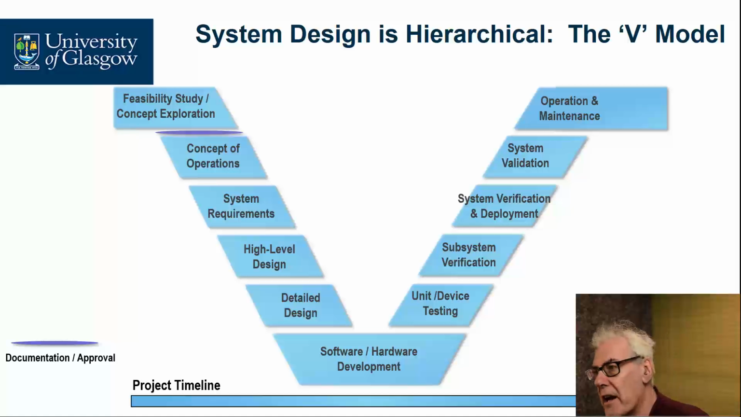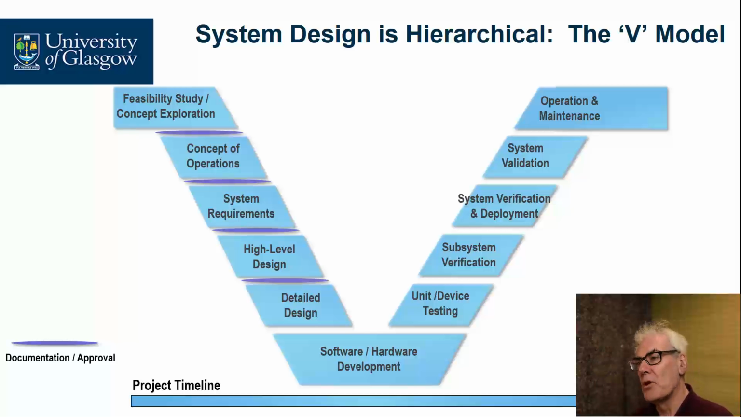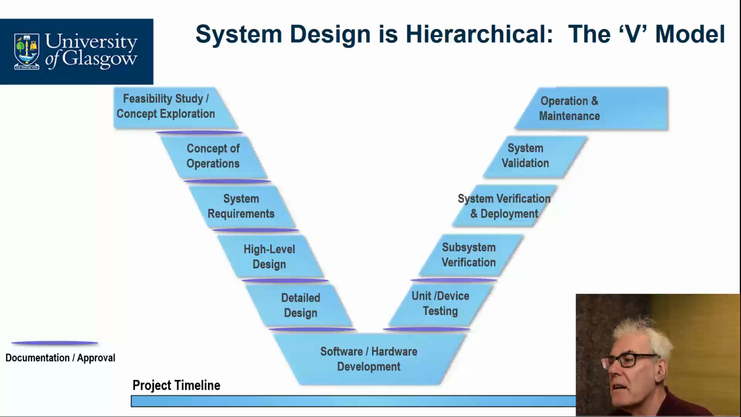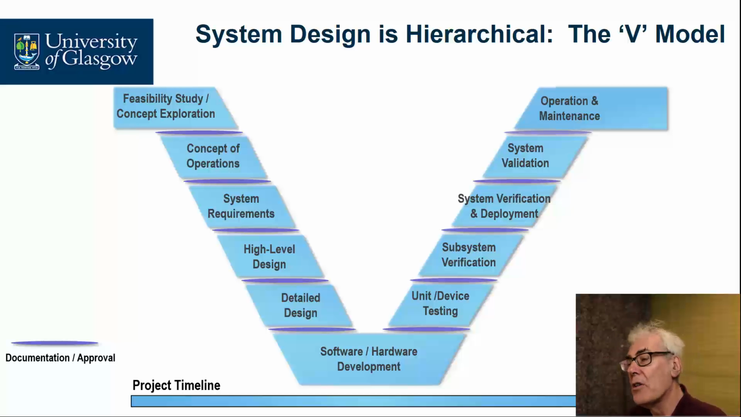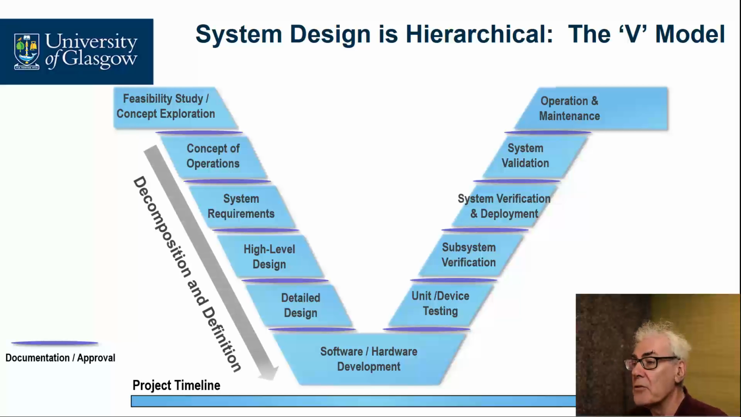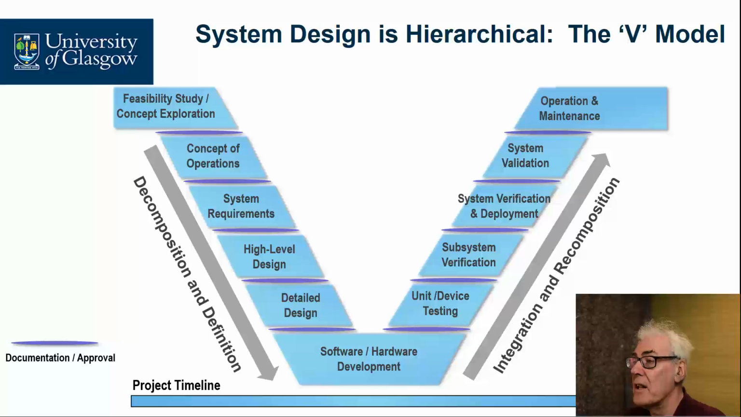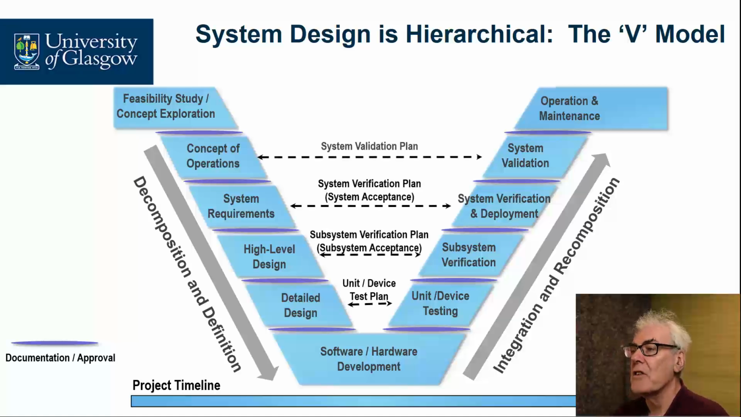On the left of the diagram, we decompose the problem and define the solution. On the right hand side, we integrate the blocks from the software and hardware development and recompose the total system to address the customer needs. And at every stage, we have a method of validating and checking to make sure that what we're doing is addressing the customer's need. This is called verification and validation, which we'll talk about later.